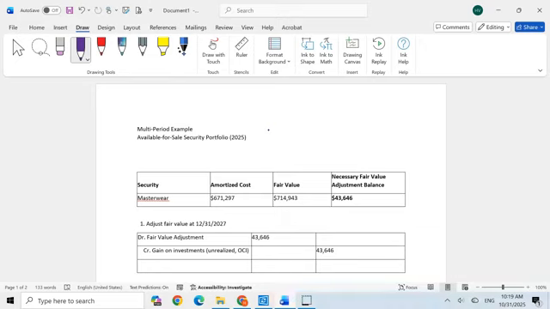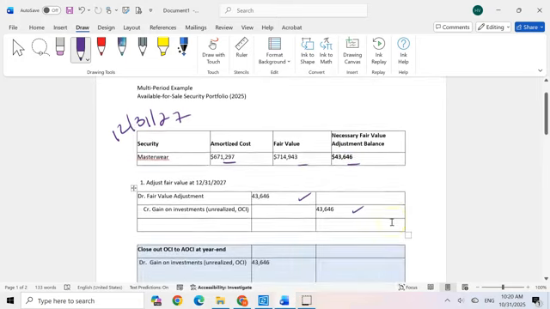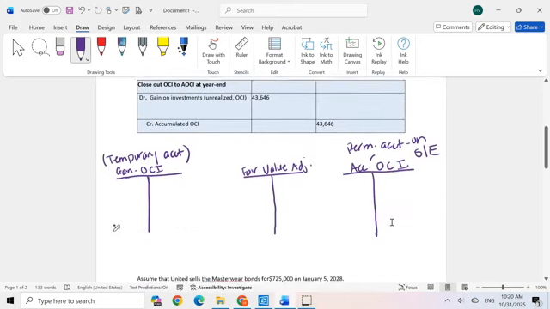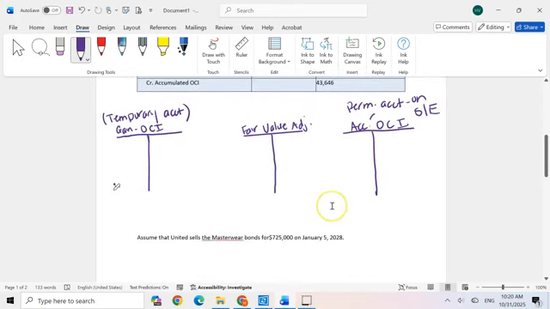We have on 12/31/27, our amortized cost is 671, fair value 714. We need an adjustment to the fair value, and here's that debit to fair value, credit to gain on investment in the OCI balance account. So let's just, I'm going to put these entries into a T account of what we just went through. So we have our gain on OCI, which by the way is a temporary account because we do close it out to the accumulated OCI at the end of every period.